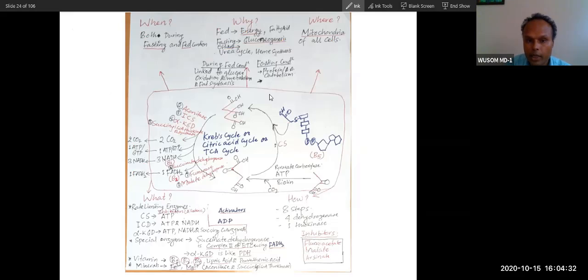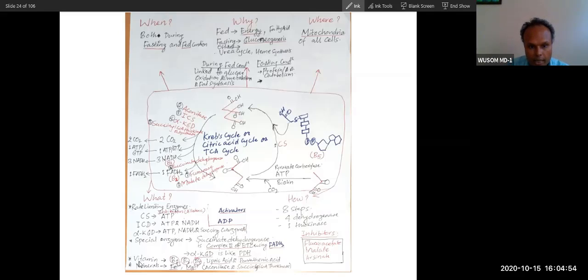I told you in the beginning of the class, in the first class only, that the scientist Tesla said that if you see the universe in terms of energy and frequency, you will understand it nicely. So try to visualize this pathway in terms of energetics. High energy means uphill, energy requiring; downhill means energy giving processes.